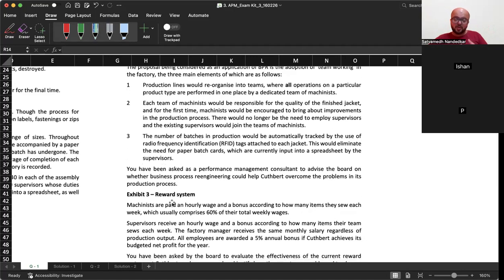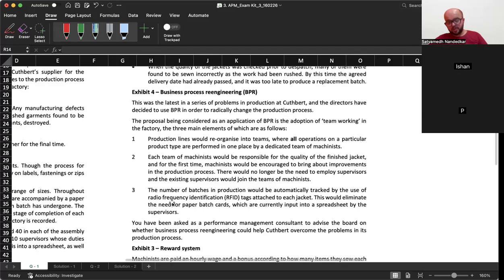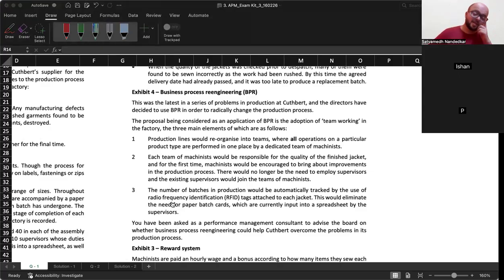You have been asked as a performance management consultant to advise the board on whether business process reengineering could help Cuthbert overcome the problems in its production process. पूछा क्या है? एडवाइस किस चीज पे देना है? You have been asked to advise the board on whether BPR could help Cuthbert overcome the problems in production. So, whether BPR will solve the issues that the company is currently facing, or you will need some other approach to solve this problem. इतना पूछा है आपको.